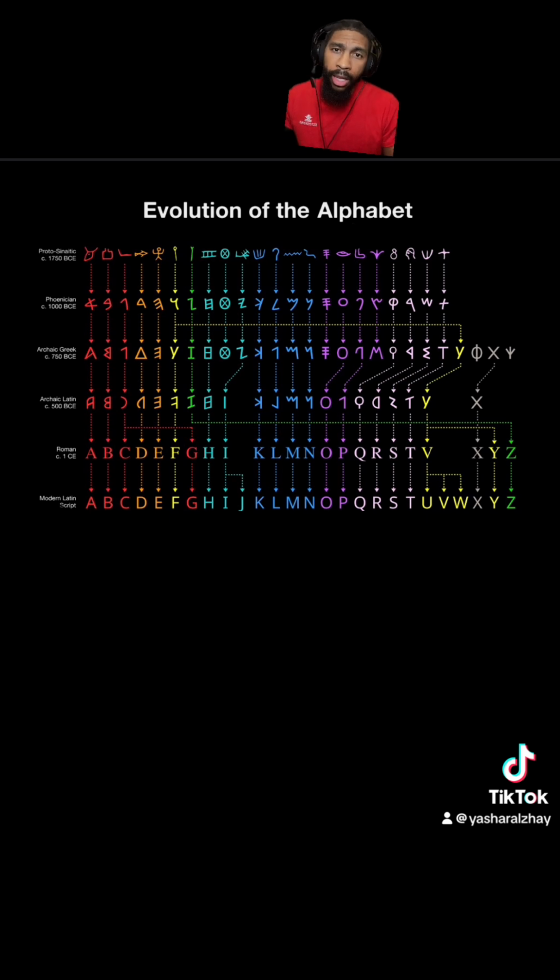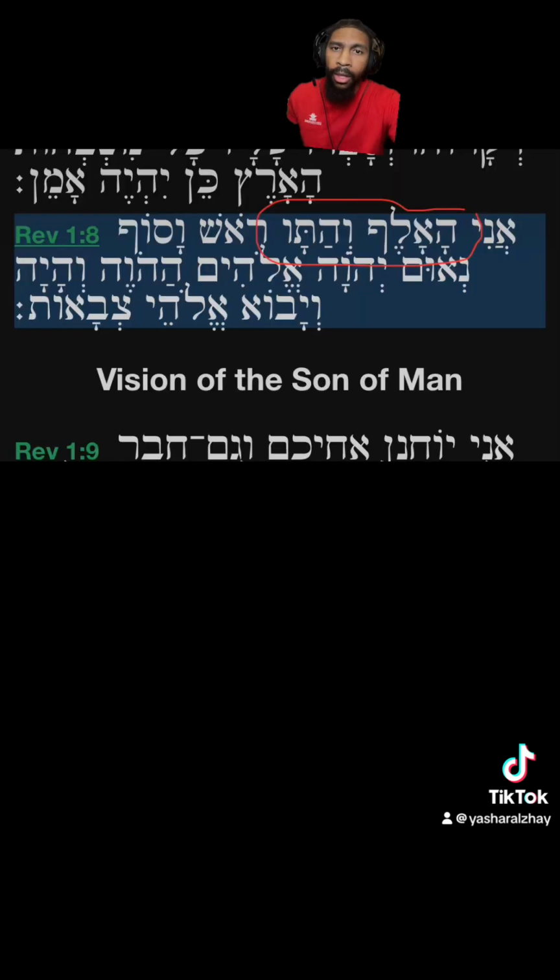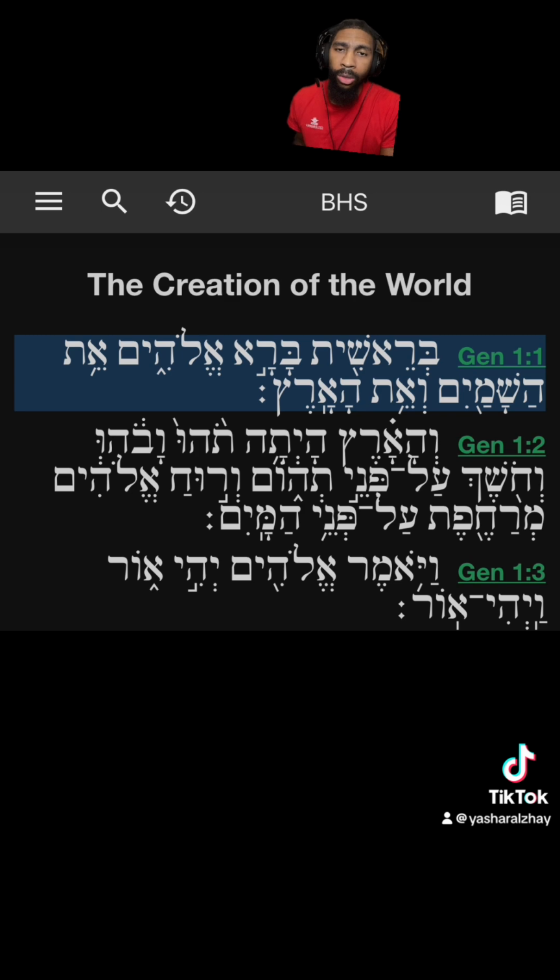I'm about to show you this in the Hebrew New Testament. Now, this is the same chapter, same verse in Hebrew. Ani, I am, Ha-Aleph, the Alpha or the Aleph, the first letter of the Hebrew, Wa-Ha-Tav, or and the Omega, or and the Tav, the last letter in the Hebrew alphabet. So we go back to Genesis chapter 1, verse 1 in Hebrew.